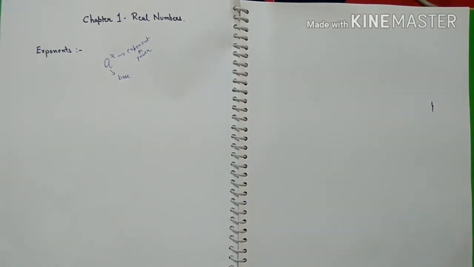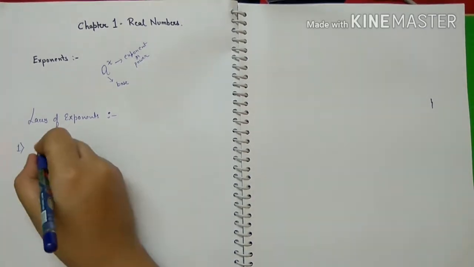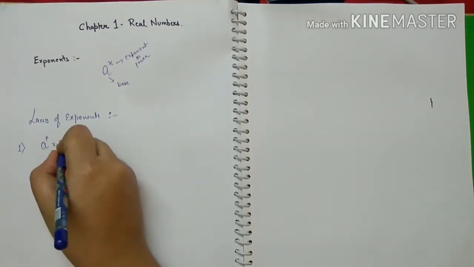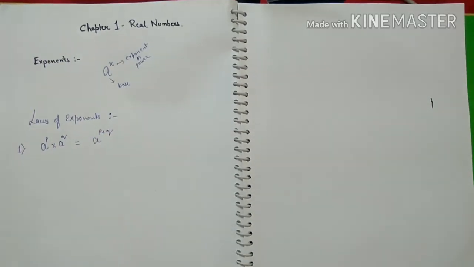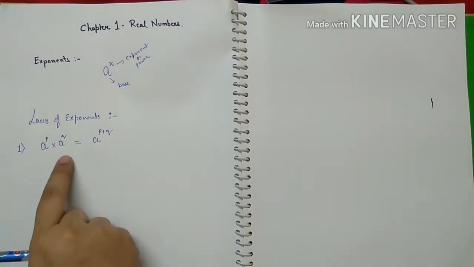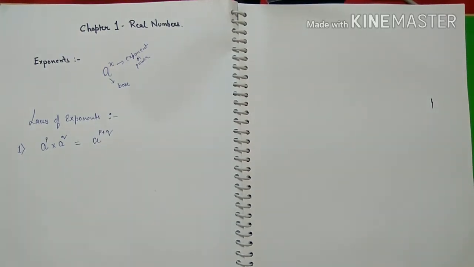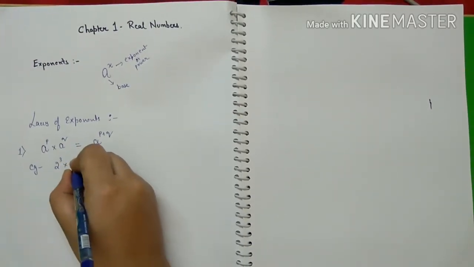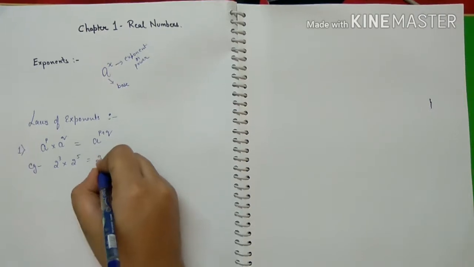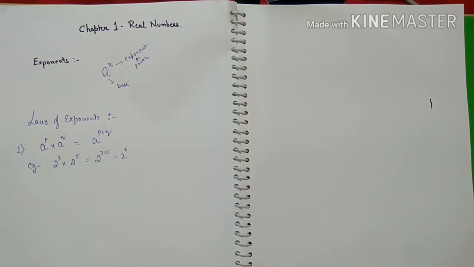So starting with our laws of exponents, we have our first law which says that a raised to power p into a raised to power q is equal to a raised to power p plus q. Now what does this mean? If we have the same base but the power is different, then we can just add up the powers and write it on the single base a. For example, if we have 2 raised to power 3 into 2 raised to power 5, this will become 2 raised to power 3 plus 5, that is 2 raised to power 8. So this is a very simple law that we will be using to solve our real numbers.